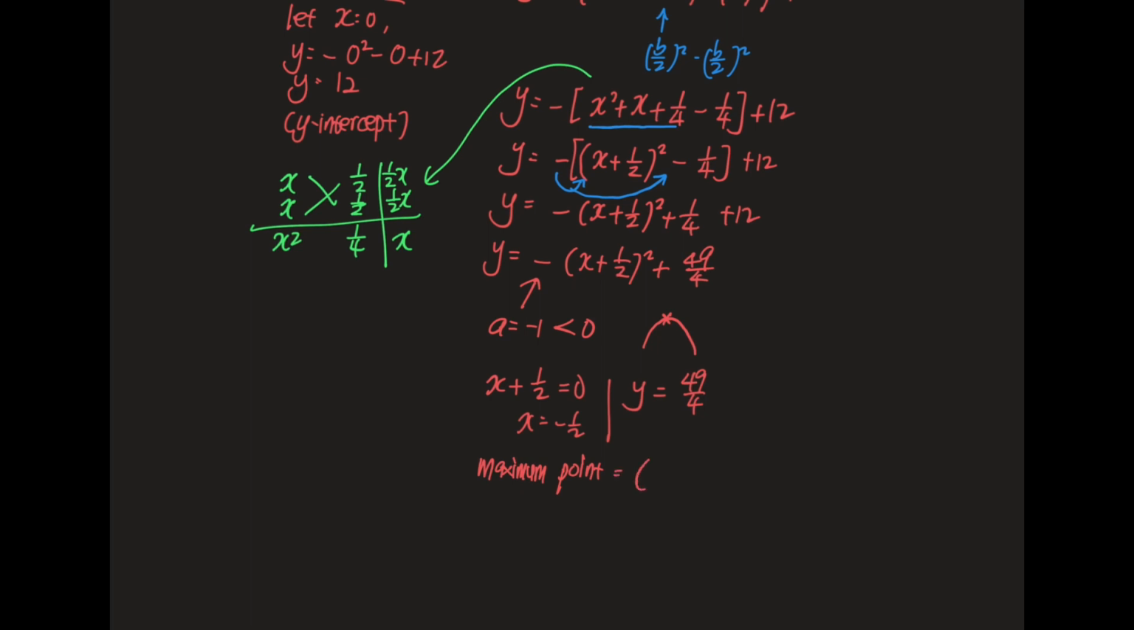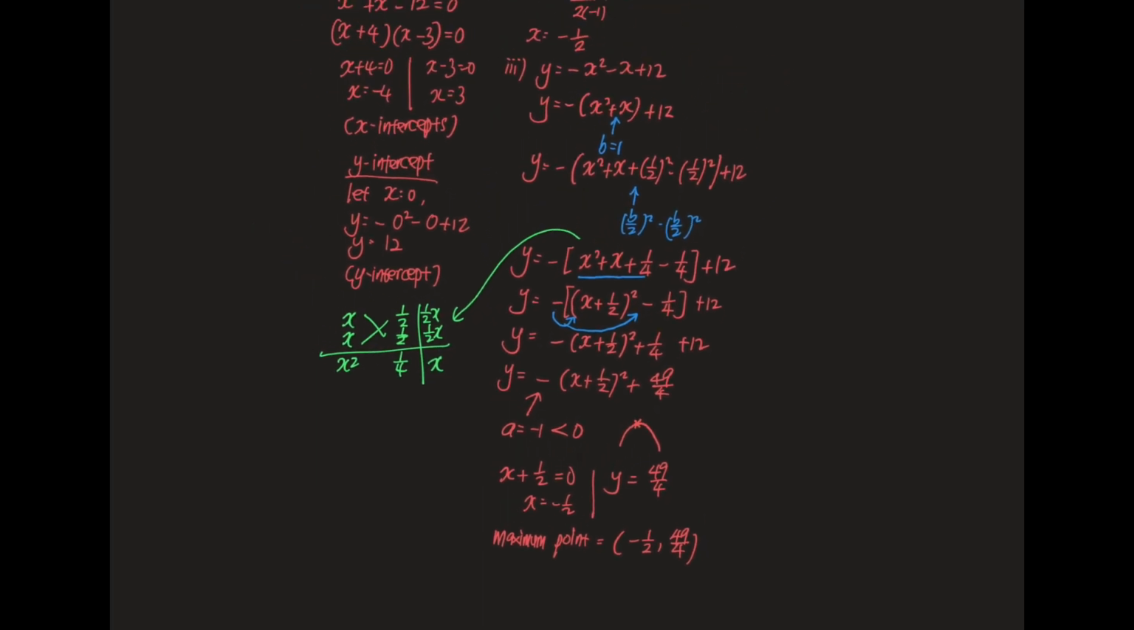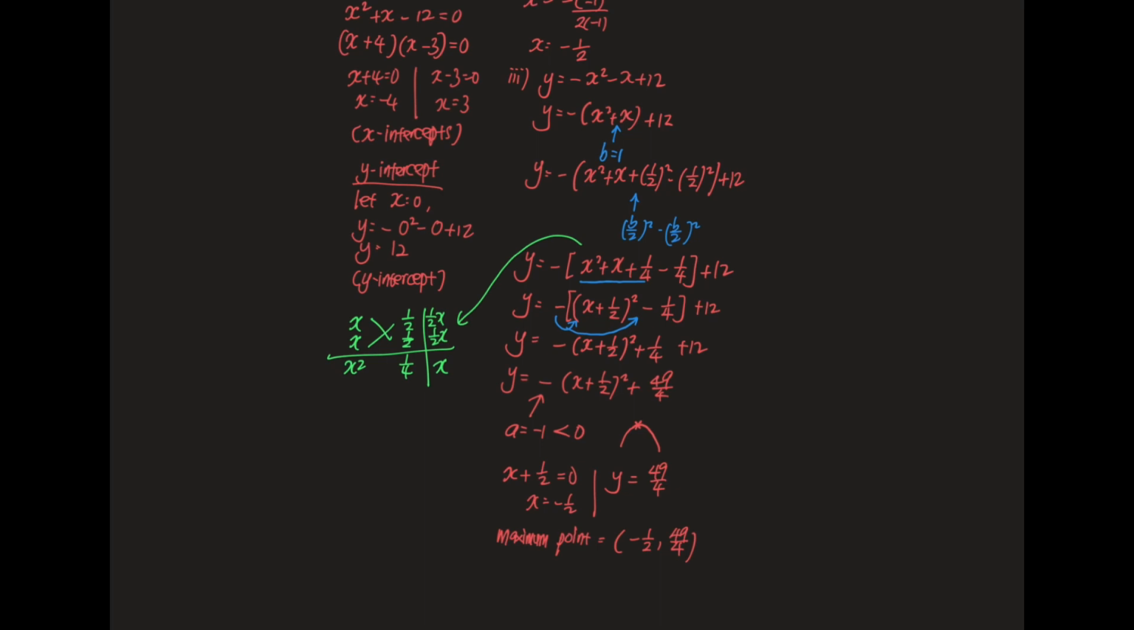Maximum point is minus 1 over 2 and 49 over 4. Okay, now again, you have to make sure the axis of symmetry just now, negative half, is the same as the x coordinate of the maximum point. So they are the same. So now we can sketch the graph.